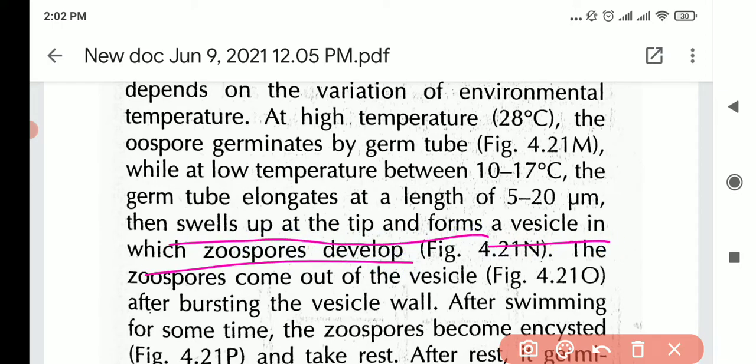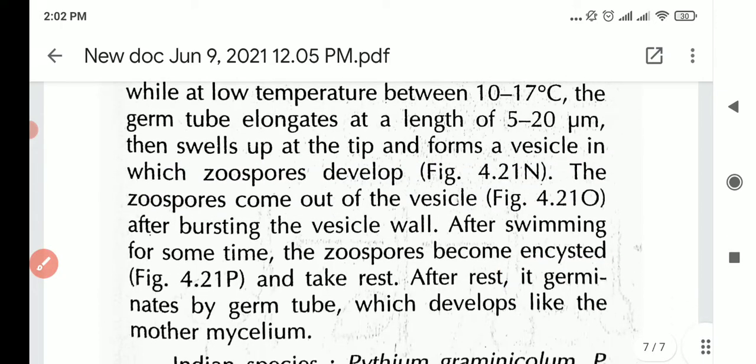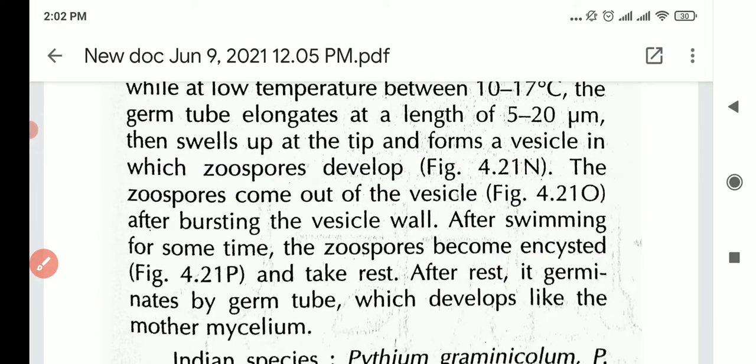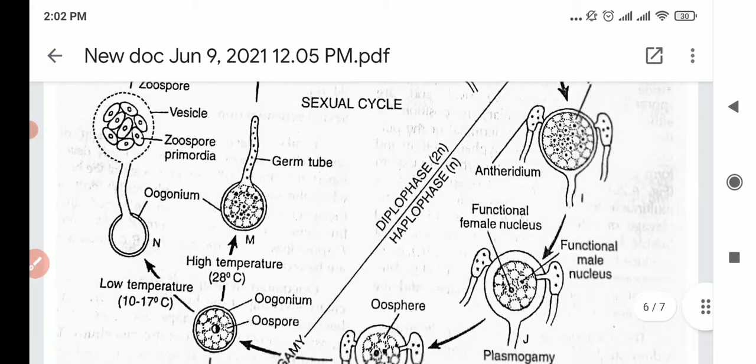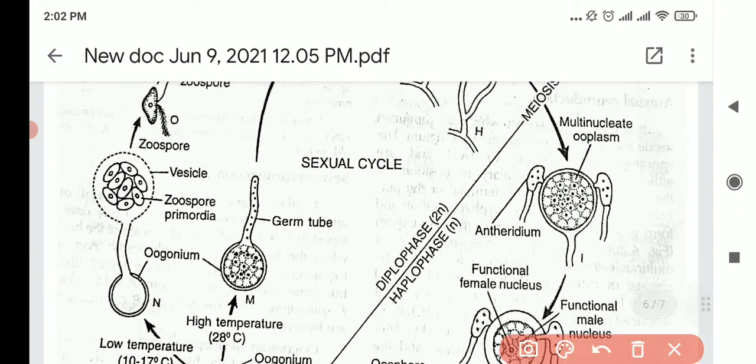Then inside the vesicle, cleavage happens in the multinucleate contents, and the zoospores develop. Remember, then the zoospores will come out of the vesicle. Then they swim, then they become encysted. Then they rest, and then again they develop. So it's just like your asexual reproduction.